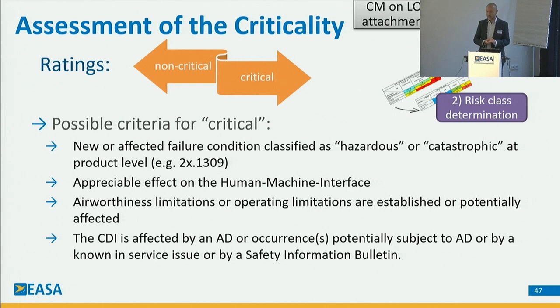You will recognize some of the criteria. So to answer the question that came before, under the 39 assessment, if a CDI touches something which is either hazardous or catastrophic, that would be a critical CDI. Other aspects are human-machine interface. If something touches HMI in a not negligible way, this will make the CDI critical. If there is an airworthiness limitation, or an AD linked to that CDI, these are all examples of things which may make the CDI critical.